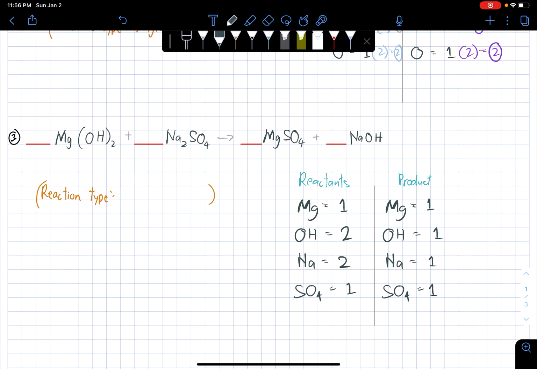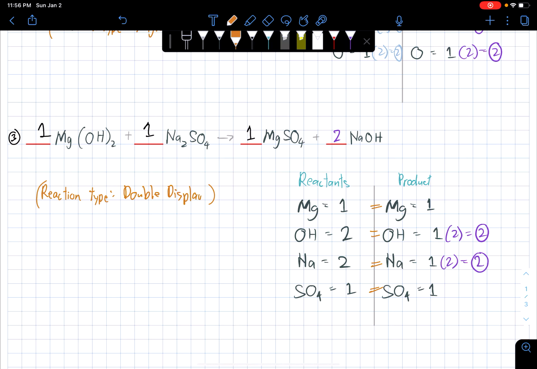Okay, start with dark purple. For OH, we multiply this by 2 to get 2 to be equal to the reactant side. So we locate OH, it's here. For sodium, we use the distributive property again. So Na times 2, we get 2. So yes, I suppose they're equal now. That's everything that we had to do. The rest, place a coefficient of 1. And for the reaction type, this is a double displacement. Oops, there you go.